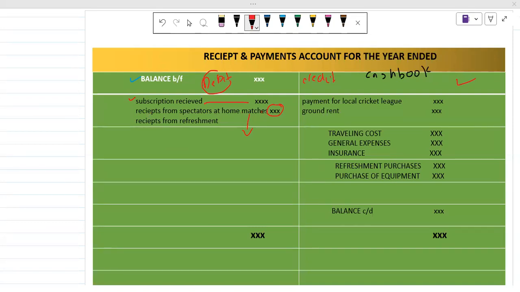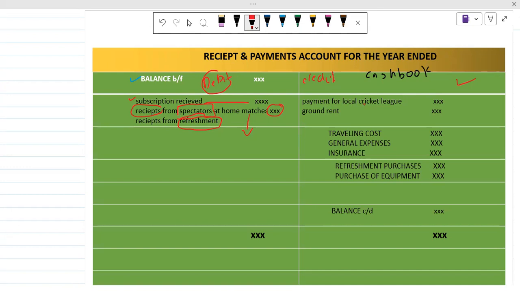received from the spectators at home matches. So we know who the spectators are. Spectators basically bet on the matches. They have some kind of intuition or hunches that okay, Pakistan will be the winning team, or maybe India will be the winning team, and after that they will have to pay the winning amount to the opposite party. So if we are receiving any receipt from the spectators, it always comes under the debit side of the receipt and payment account. And receipt from refreshments, like if we are having any income from the refreshments in the form of cash, it would also come under the debit side of the receipt and payment account.